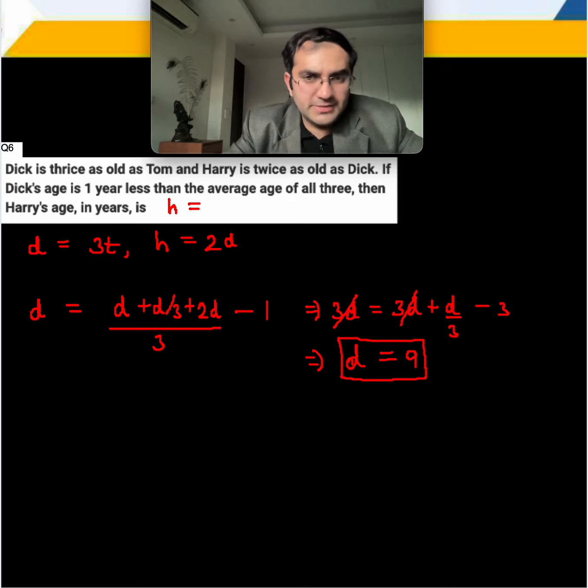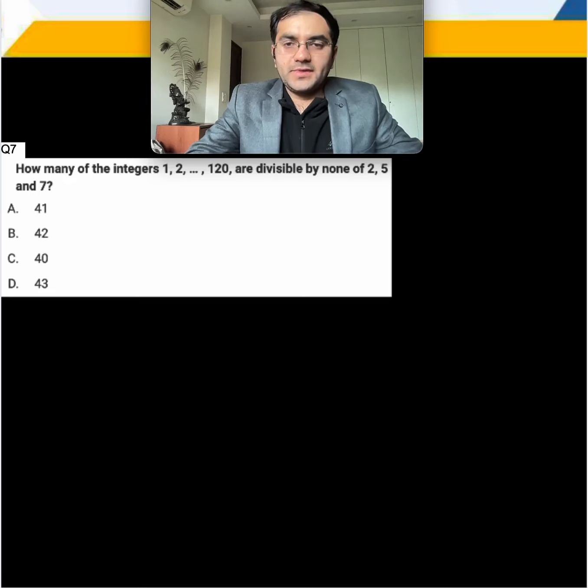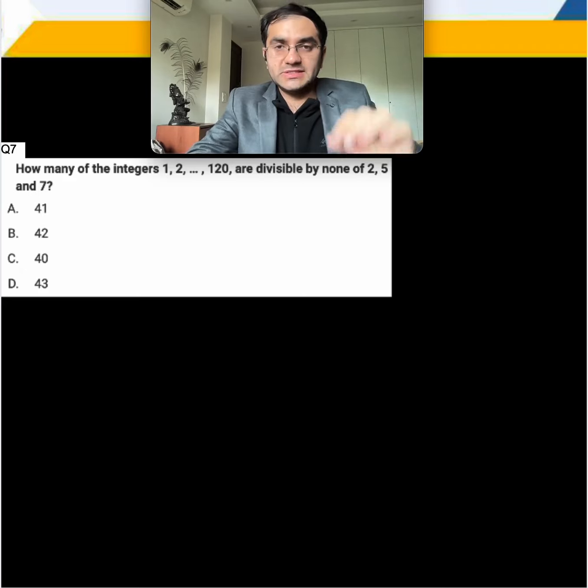When D is 9, put 9 over here. You'll get H as 18. And 18 is the right answer for this question on linear equations. Integers from 1 to 120 are divisible by none of 2, 5 and 7, which means that they are coprime. How many integers are coprime to 2, 5 and 7?